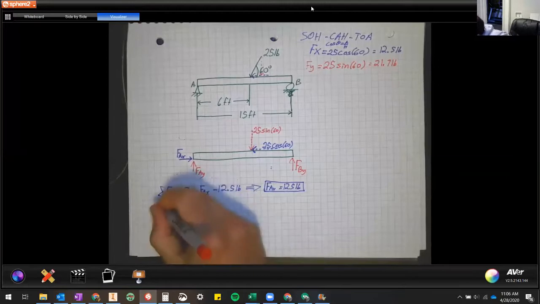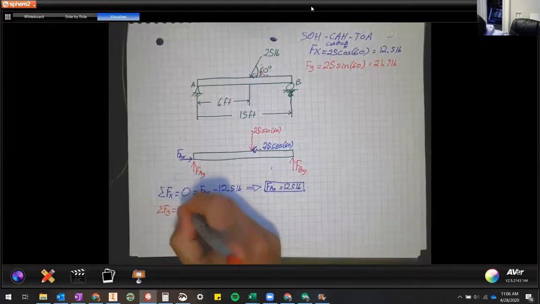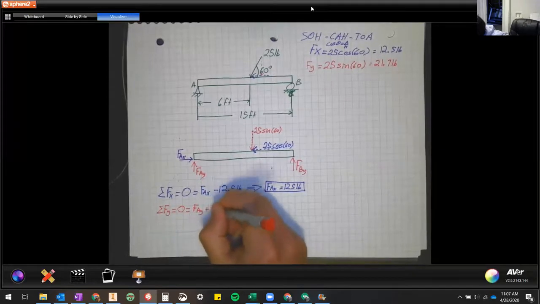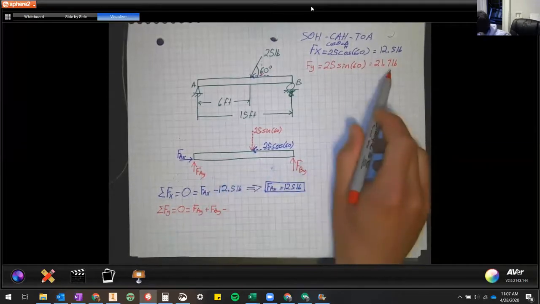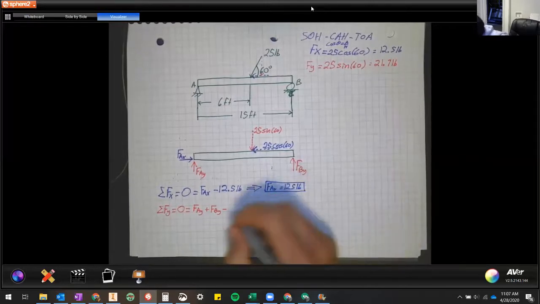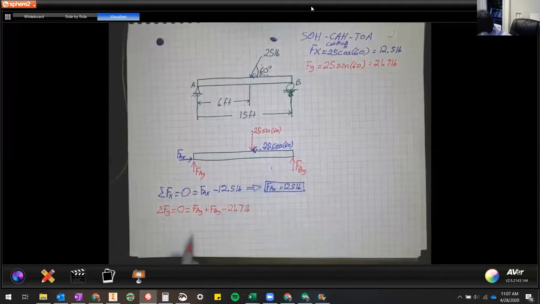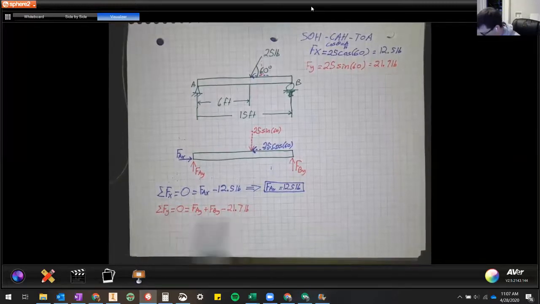Okay. The sum of my forces in the y direction is also equal to 0. And that's going to be FAY plus FBY minus 25 times the sine of 60, which is 21.7 pounds. I can't solve anything more with that. I have two unknowns, but I only have the one equation here. So I have to have one more equation.